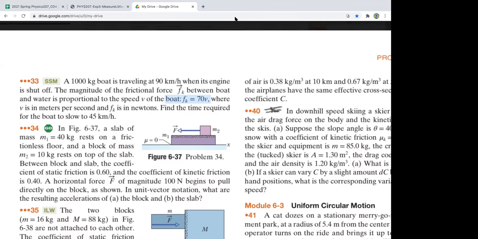Even though it has a supporting force and its own weight, we don't consider those because they are perpendicular to the water. So we only focus on the force that has an effect on slowing the boat down. We know F equals 70 V and F equals MA, right? So this is the only force A. You put these two together, then you can figure out the A value.